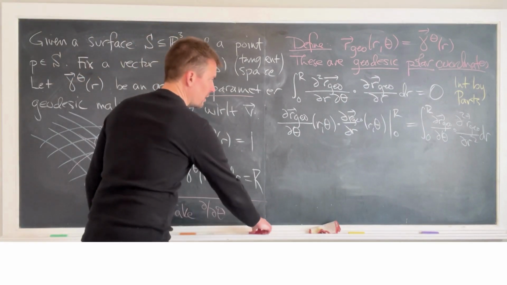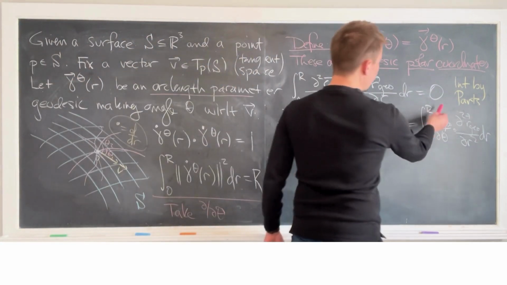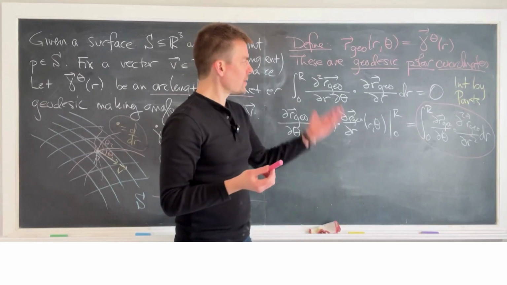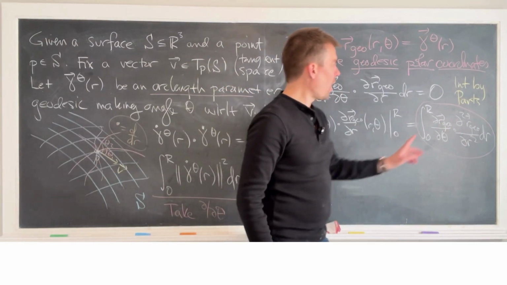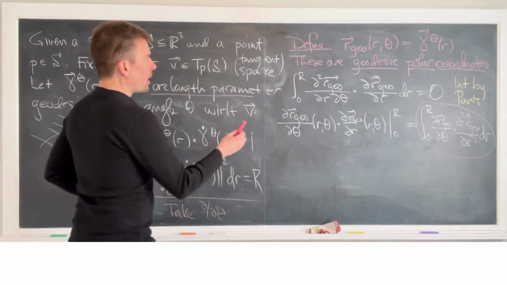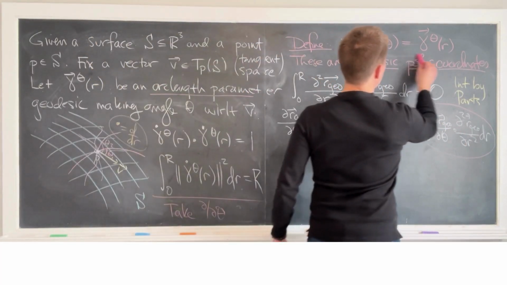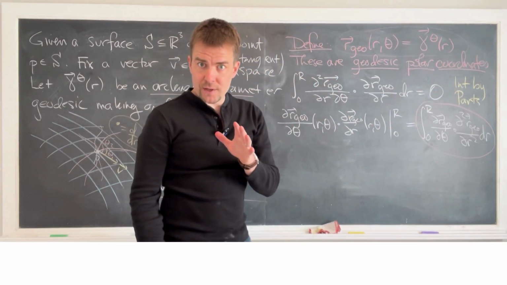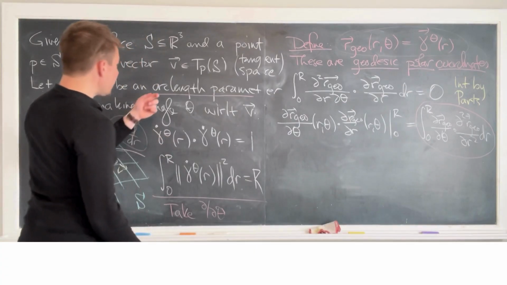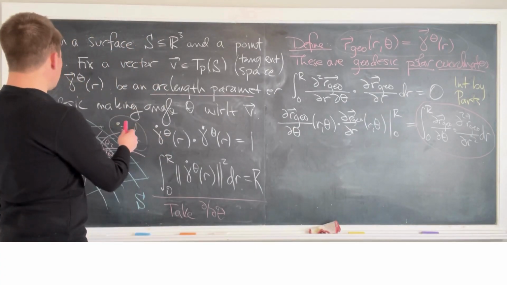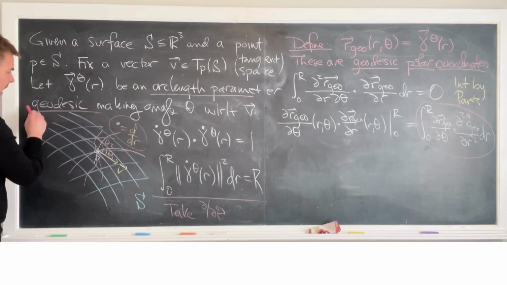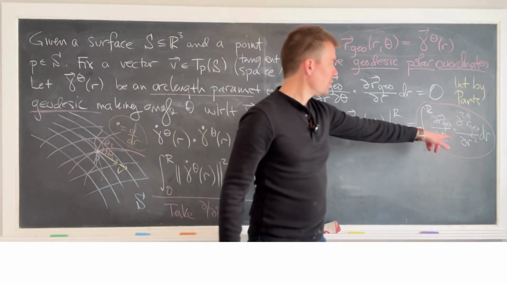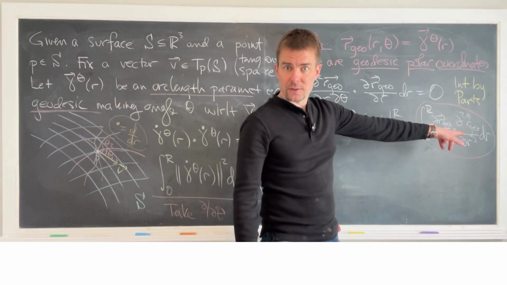Now, a couple things are going to vanish, so I'm going to circle the things that vanish. I claim to you that this whole integral over here is just 0. Why? Well, this parameterization says that we have gamma of theta and r, and gamma by assumption is a unit speed or arc length parameterized geodesic. And we know that the second derivative of geodesics is parallel to the normal vector of the surface.